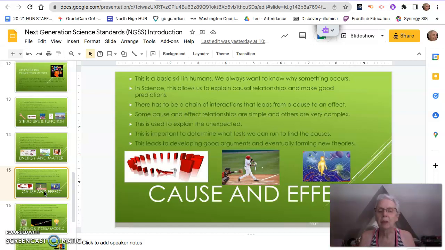We're going to explain the unexpected. What if it doesn't follow that prediction? What's next? We're going to figure out how to test something so that we can figure out the cause. And we're going to lead to very good arguments and eventually form new theories about science.